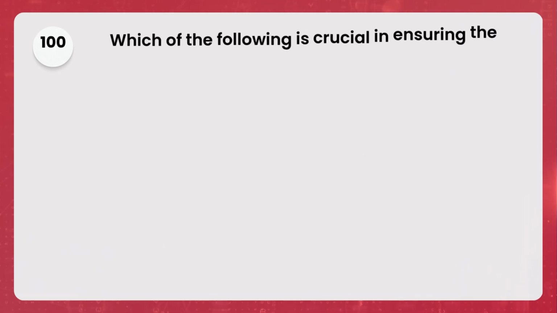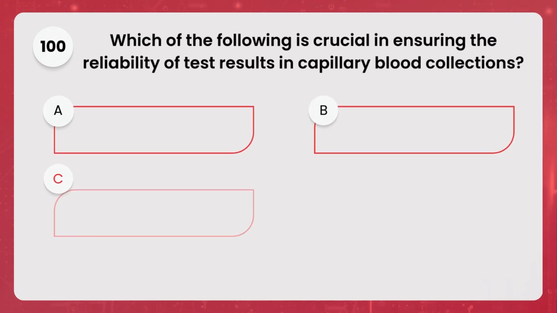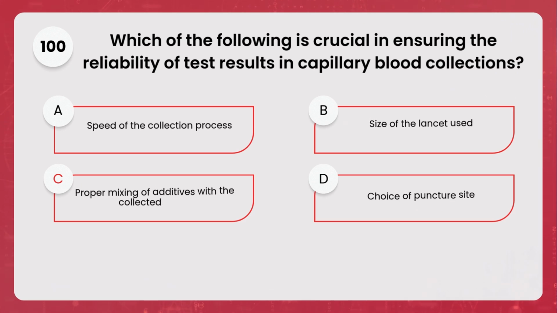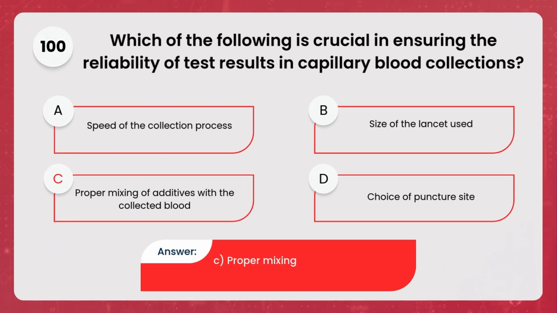Number 100. Which of the following is crucial in ensuring the reliability of test results in capillary blood collections? A. Speed of the collection process. B. Size of the lancet used. C. Proper mixing of additives with the collected blood. And D. Choice of puncture site. The answer is C. Proper mixing of additives with the collected blood.